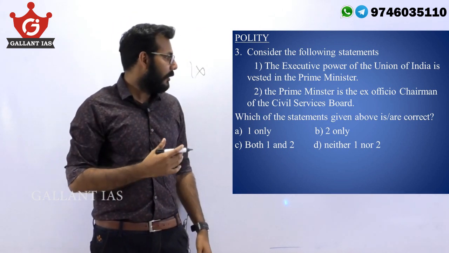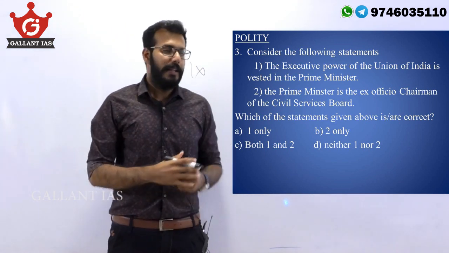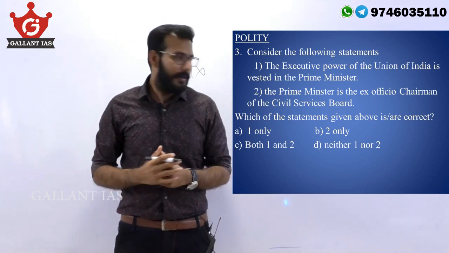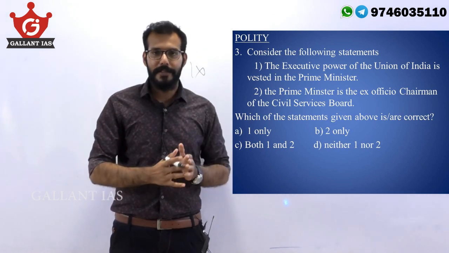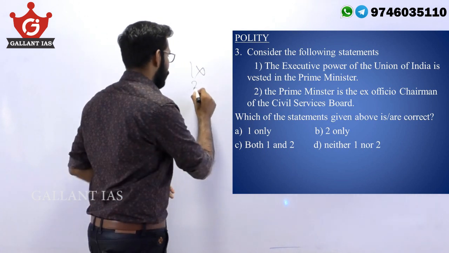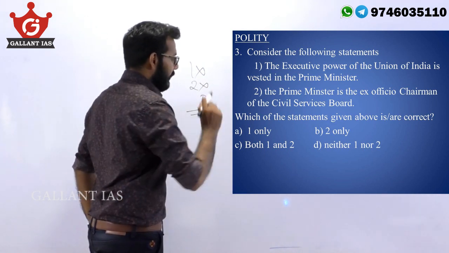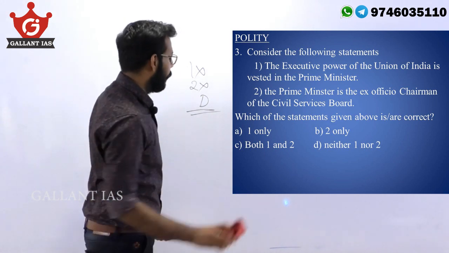Now the second one, the Prime Minister is the ex officio chairman of a civil service board. This statement is also wrong because it is the cabinet secretary who is the ex officio chairman of the civil service board. So statement 2 is also wrong, which means our answer in this question is D, neither 1 nor 2.